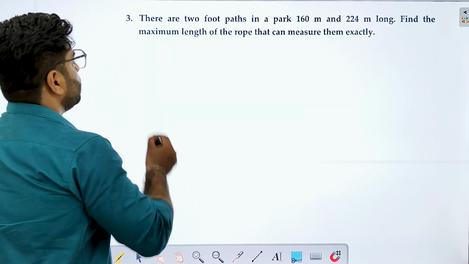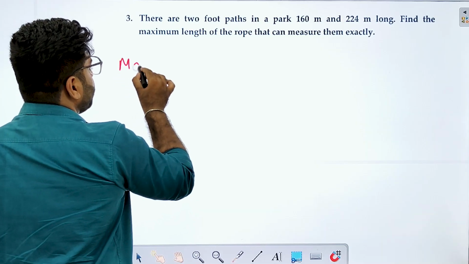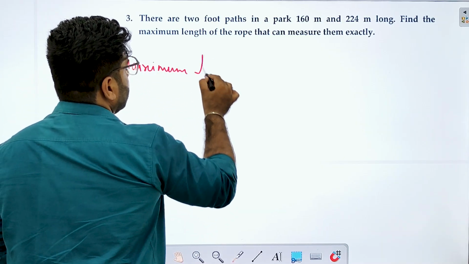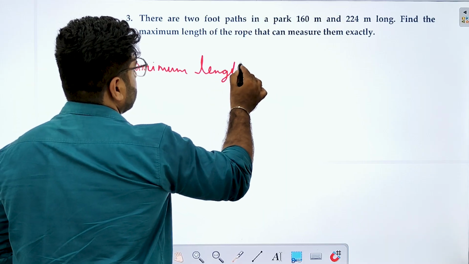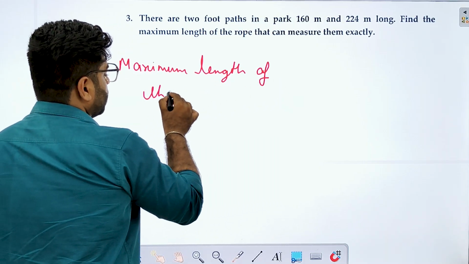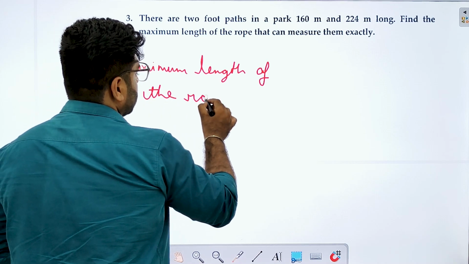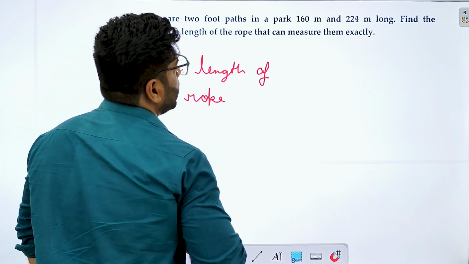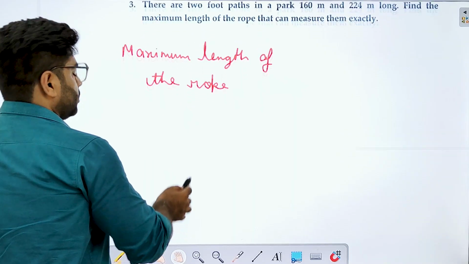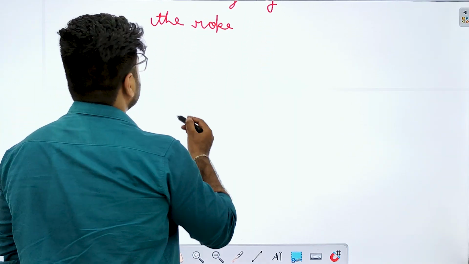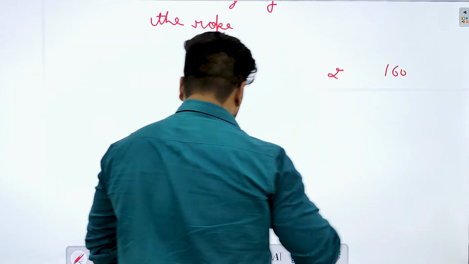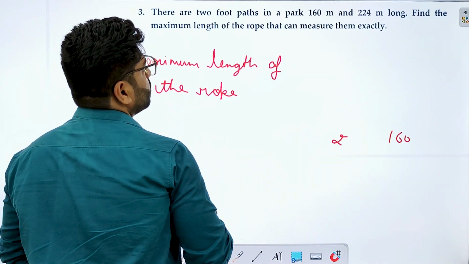So we have to find out the maximum length of the rope that can measure them exactly. Okay. So the lengths of the paths are 160 and 224.